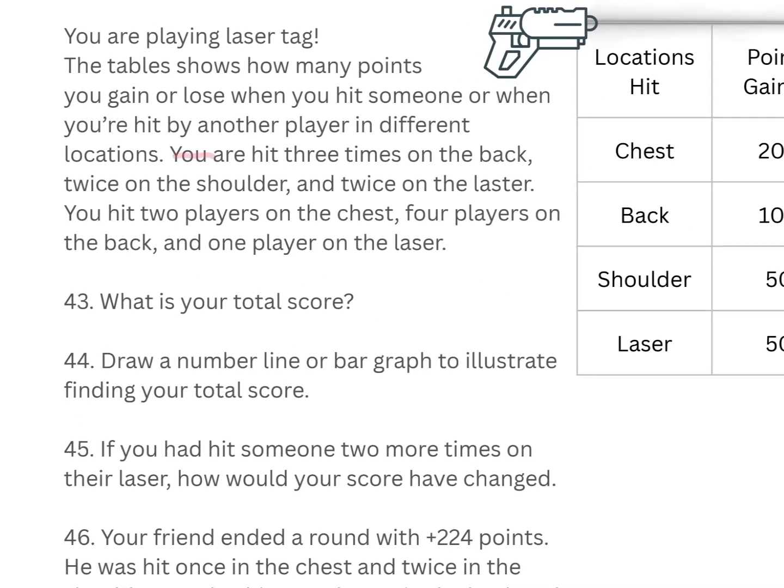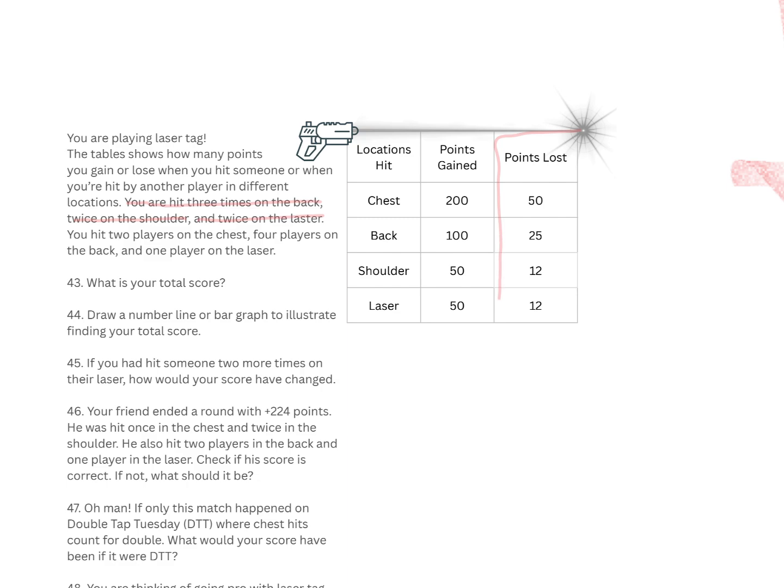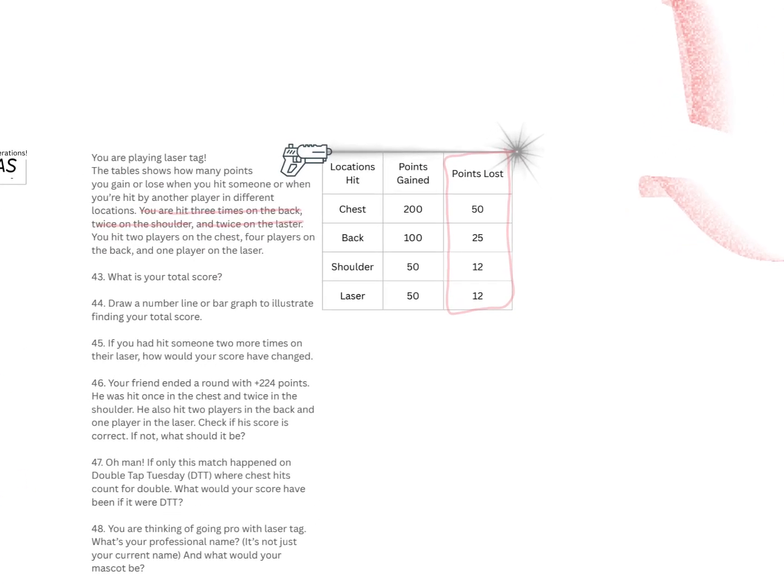You are hit 3 times on the back, twice on the shoulder, and twice on the laser. Those are times that you are hit. And when you are hit, you lose points. So let's keep track of that real quick. So you're hit 3 times on the back. So the back is 25 points lost. And you're hit 3 times. And then twice on the shoulder. That is -12 times 2. And twice on the laser. That's -12 times 2 again.